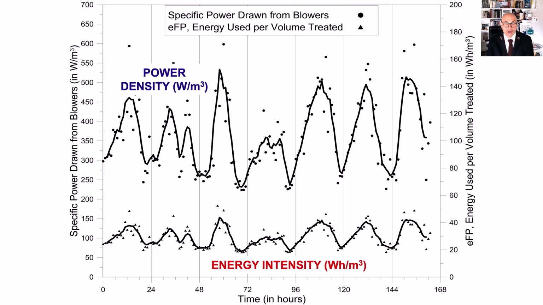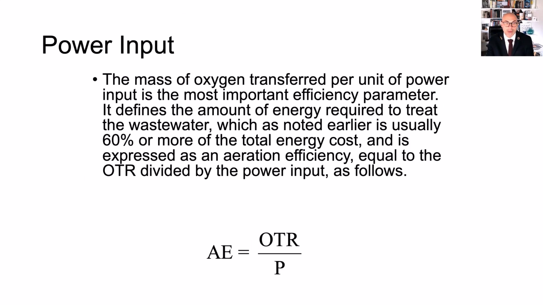So it's not as simple as the household power bill. Now the power input for an aeration system, the way we calculate is we look at how much oxygen is in the water and how much power we draw from the wall, from the wire. So it's a wire to water calculation.